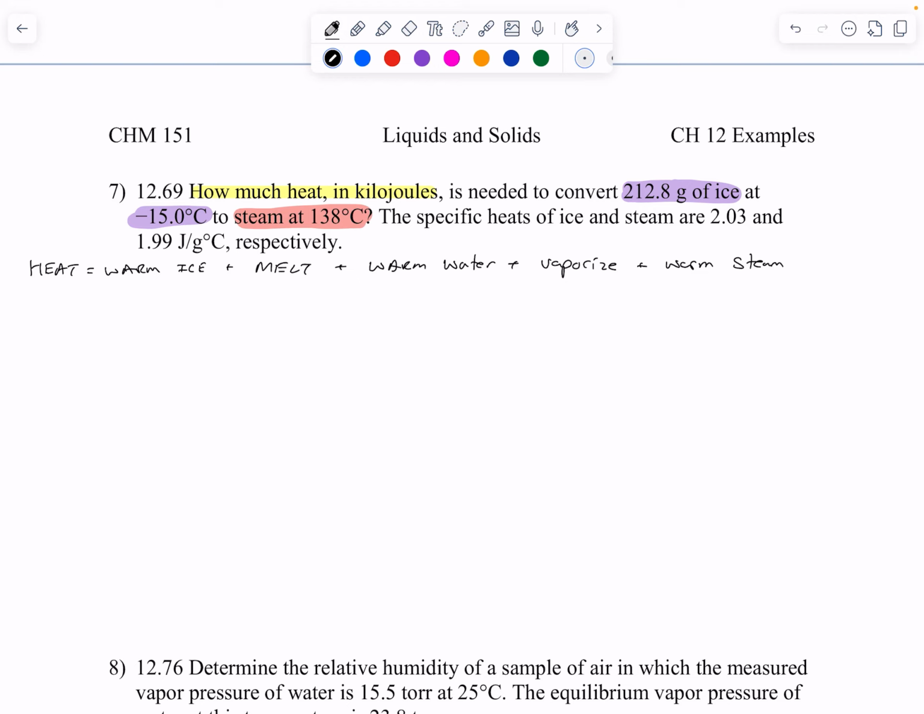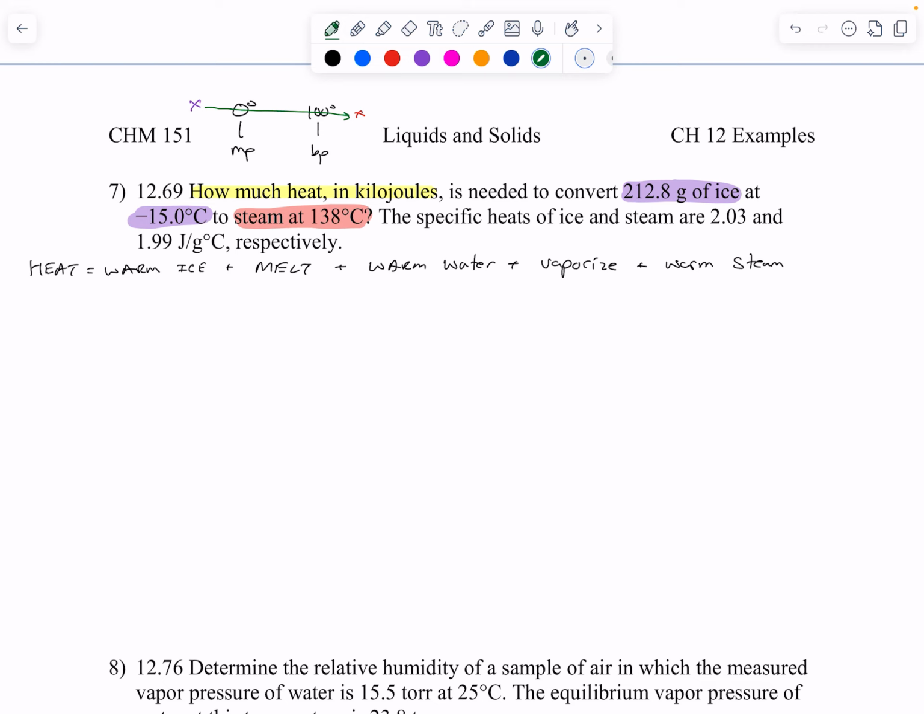Because we know that 0 degrees is the melting point, and 100 degrees is the boiling point. We're starting with ice down here, and we're going to steam up here, if that makes sense to you guys. So we're going all the way past that, so we have 2 phase changes in there.